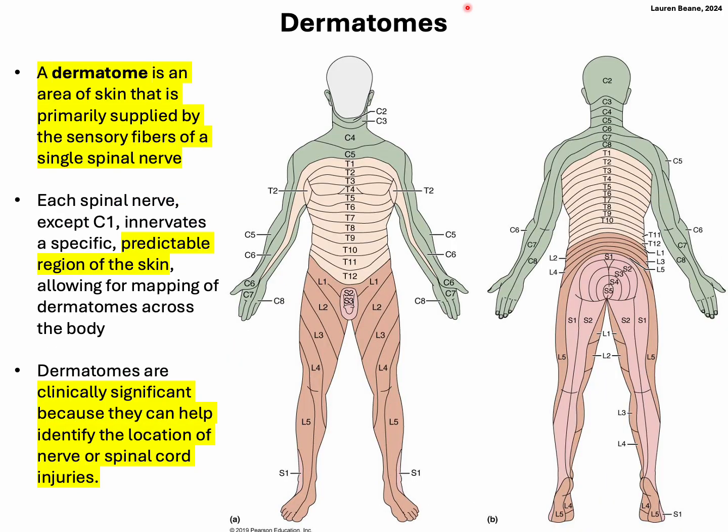Dermatomes are areas of skin supplied primarily by a particular spinal nerve. These dermatomes have been mapped out along the body. It's a predictable region of skin. These dermatomes can be tested for touch. So you can apply light touch, you can apply more of a sharp touch to these dermatomes. And that becomes clinically significant because it helps to identify location of nerve injury or even spinal cord injury. So dermatomes become really important for physical therapists when they're identifying injury and what you can do to help treat that.